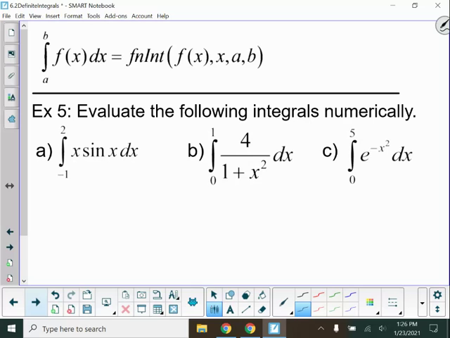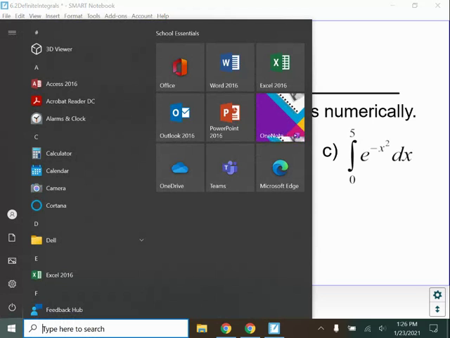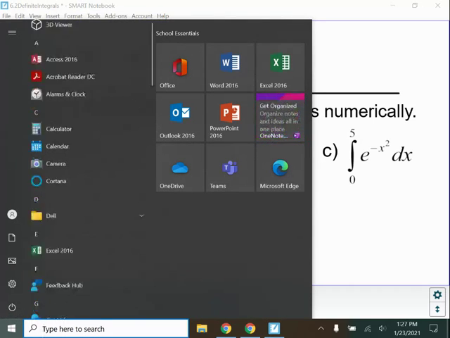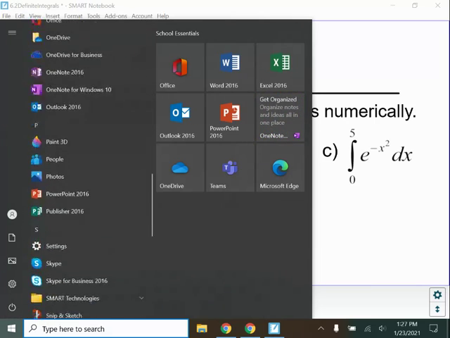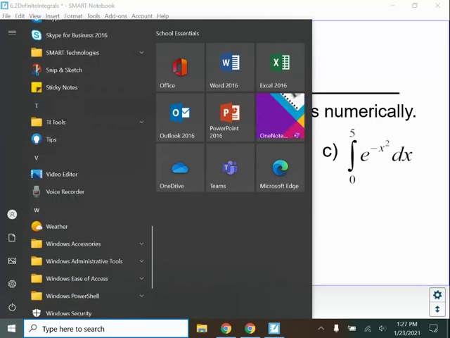So we have example 5 here. I'm going to show you how to put the first one into the calculator. And then for the rest of them, I'm just going to write up the answers of what you should get. I would like you to try these on your calculators to make sure that they work out the way they're supposed to. So let me pull up my calculator here.